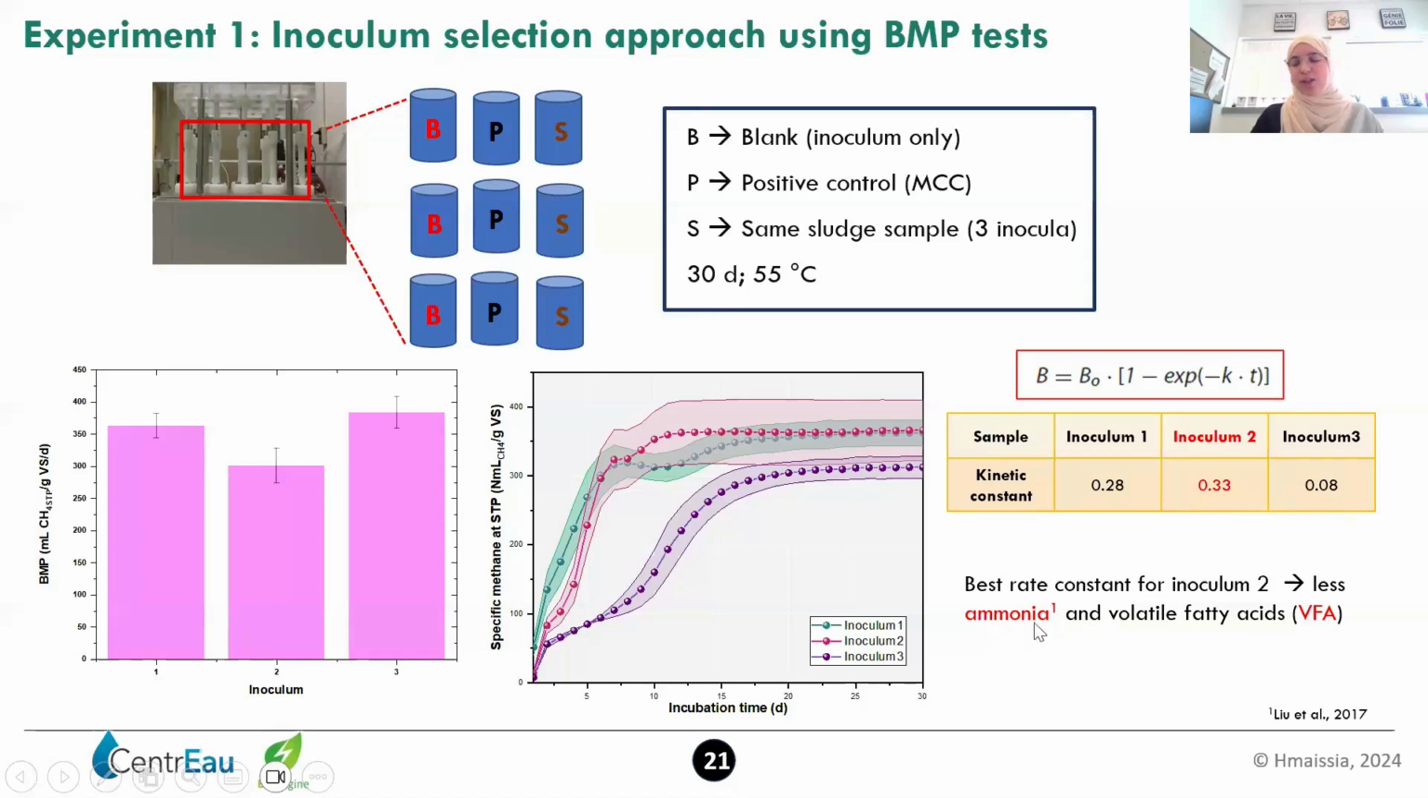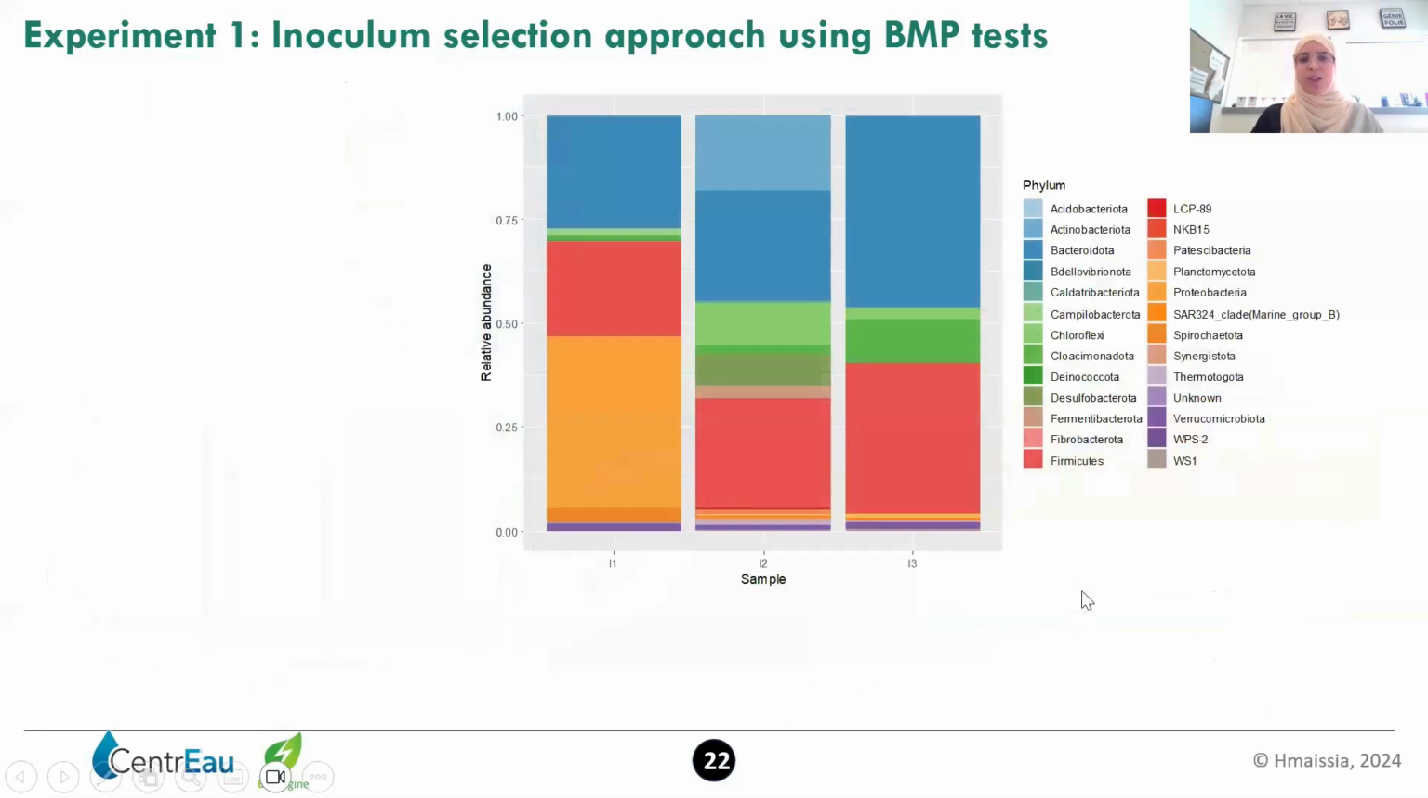When we checked why, looking at their characteristics, we found that inoculum 3 had more ammonia than the other two, and inoculum 2 had the least ammonia and volatile fatty acids concentration. This was validated before by other researchers. Then we wanted to explain why inoculum 2 is better and why inoculum 3 is not performing well in terms of kinetics. We checked the composition or the structure of their microbes. Here you see the relative abundance of the phyla that we found in our 3 inoculum samples.